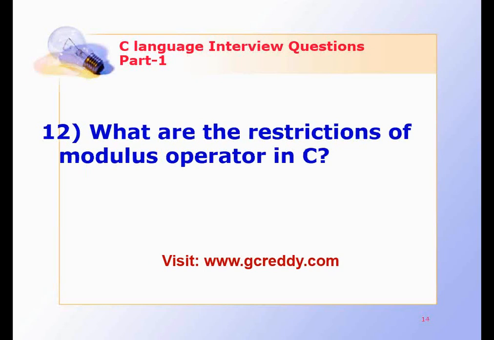What are the restrictions of the modulus operator in C? There is a restriction in C language while using the modulus operator. There are three types of numerical data types, namely integer, float, and double. But the modulus operator can operate only on integers and cannot operate on floats or doubles. If anyone tries to use the modulus operator on floats, then the compiler would display an error message as illegal use of floating point.